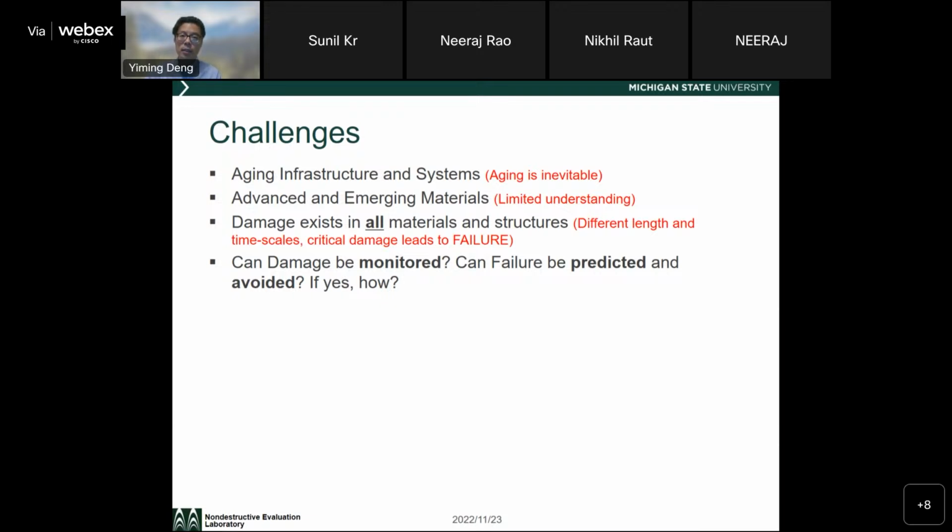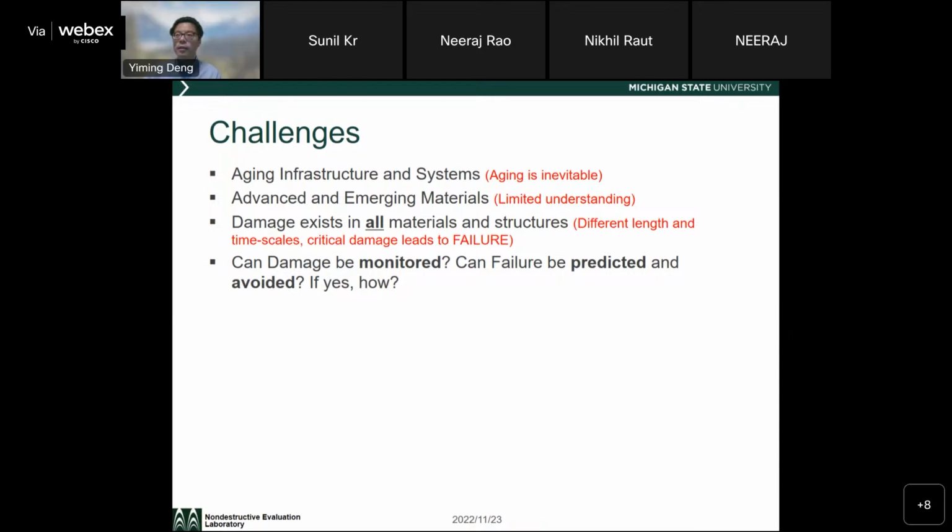And if you look at the concepts in the military, I think this is a concept brought up by defense people in the United States, the damage tolerance concept. I can have damage in the system, but I can tolerate that. Well, if you want to understand the tolerance, then you have to understand this through NDE. If you are close to the failure, you want to predict the failure and how that will happen. And ideally, you want to avoid the failure.